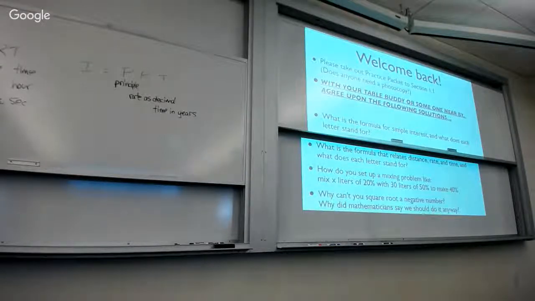So like I already did this first one. It'd be 0.2 times X plus 0.5 times 30. So the 50% goes first. And then what's over here? Yep, 40% as a decimal. And how many liters do we end up with? We have X liters plus 30 liters. So we have? Not 40.